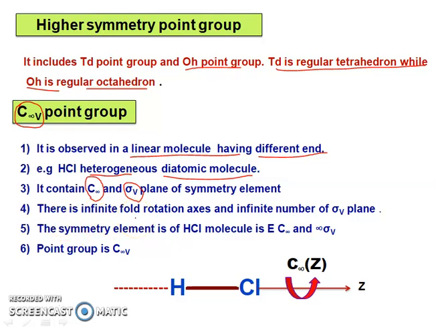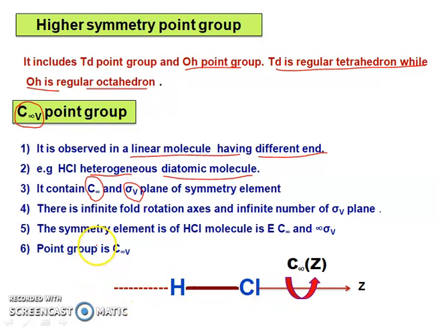Next, there is an infinite-fold rotation axis and an infinite number of sigma vertical planes. This is the sigma vertical plane which is passing through this hydrogen and chlorine, right? This sigma vertical plane. However many times we rotate this molecule, even an infinite number of times, the molecule remains similar. So this point group has a C infinity axis, and the number of vertical planes will be infinite. Vertical planes are also infinite in number. So C infinity and an infinite number of sigma vertical planes are there.